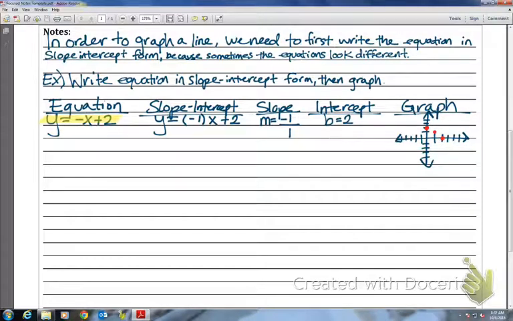I can also go in the opposite direction. I can go up 1, and that would be a positive 1, and then I can go in the negative direction 1. So either of those work. And when you have those points, you can graph that line by just drawing a line through them. And look how easy that was.